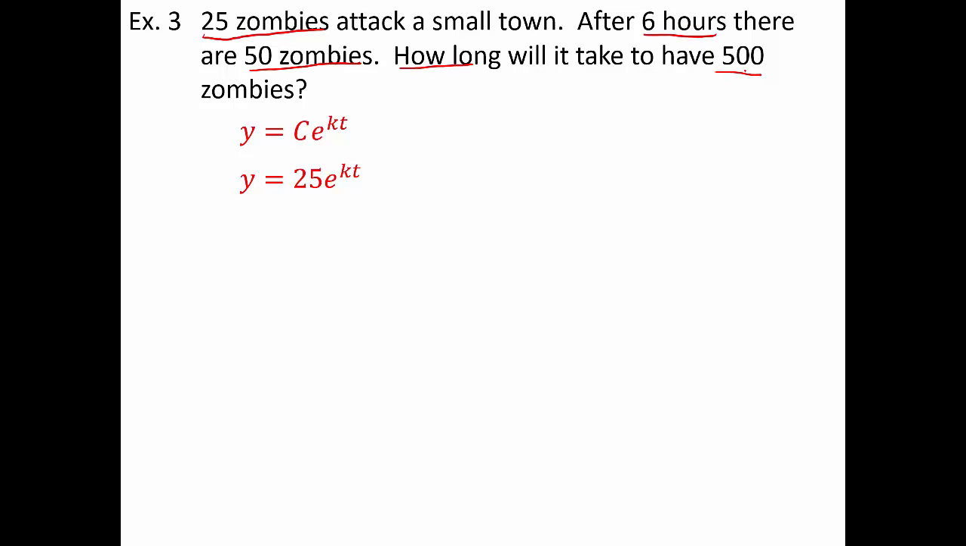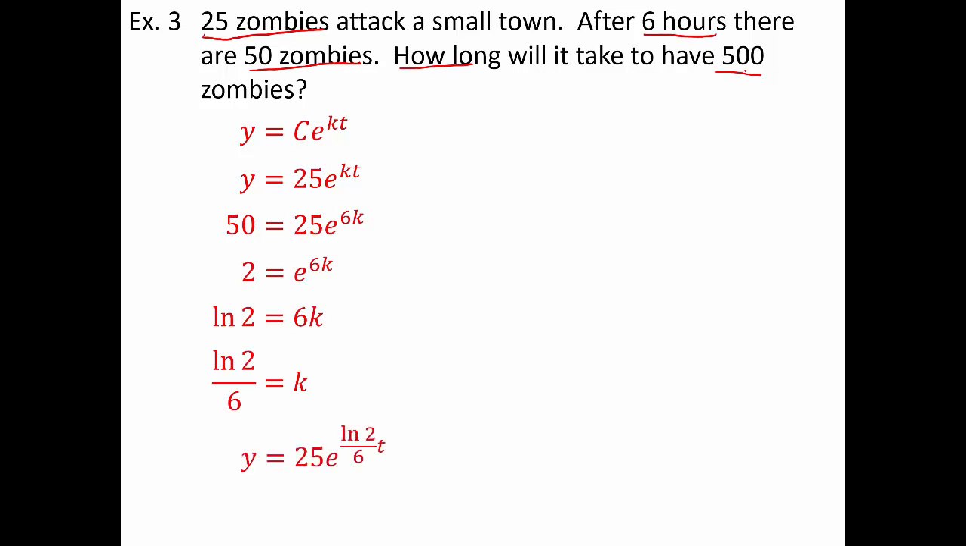And then the secondary condition, 6 hours produces 50 zombies, so 50 would be Y and 6 would be T. Solving for K, we're going to get ln of 2 over 6. And we'll take that K value, plug it back in to create our ugly version of the model, and then cancel the e and the ln, bring the 2 downstairs to get the simpler version of the model.